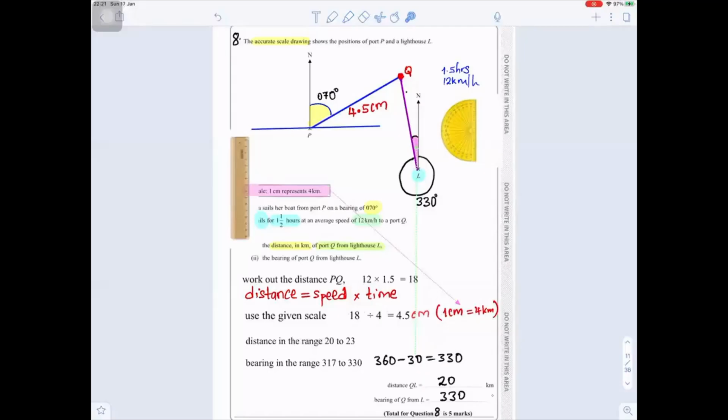So that's what you will get. You will get 330 degrees and 20 kilometers.